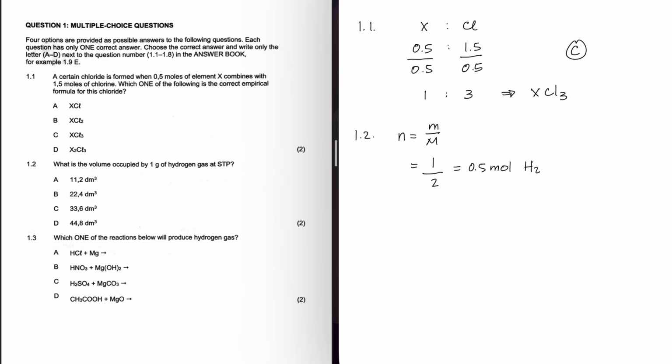So if we want to calculate the volume at STP, we can calculate it by saying V is equal to number of moles times Vm. Number of moles is 0.5. The molar volume at STP is 22.4, and that's going to give us 11.2 dm cubed. So that answer then is A.